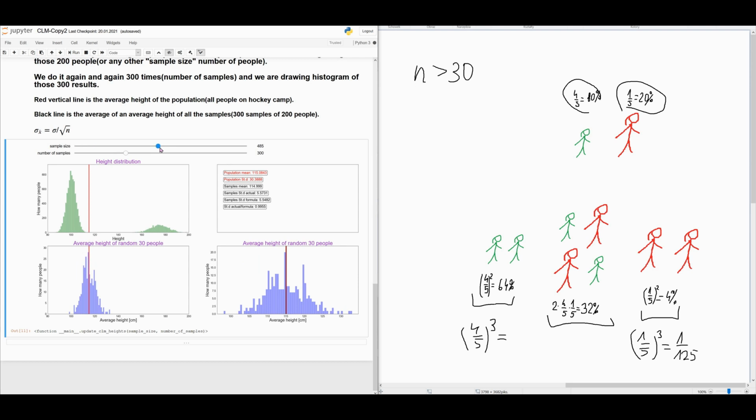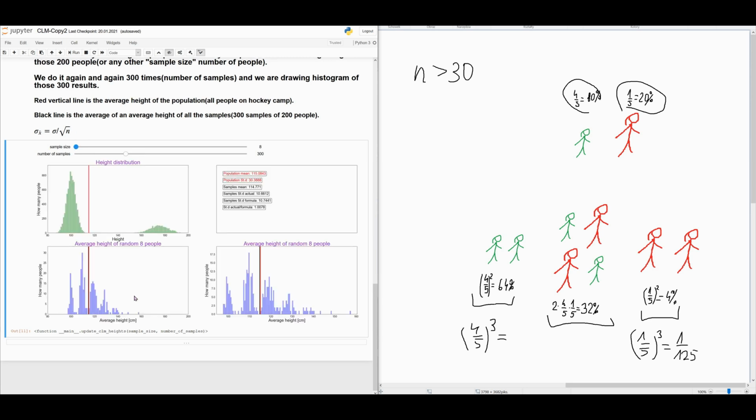Now we can play with this slider and see that it looks pretty much like a normal distribution if you have a bigger sample size. If we go again to very small sample sizes like 13, it would be granulated. It's not that smooth. You can still see the peaks that were very visible at very low values, like here.